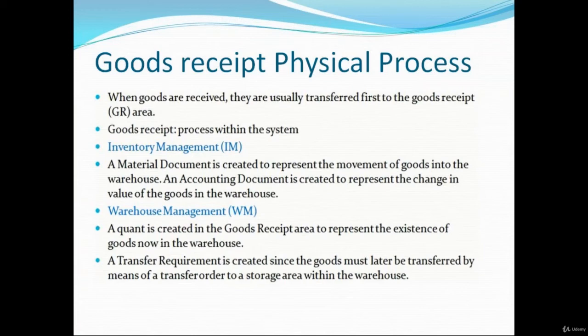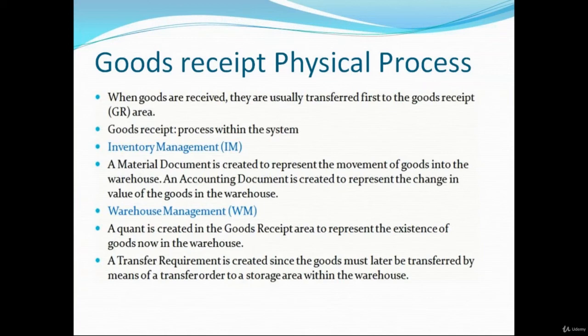So, the goods receipt process in the physical. When goods arrive, they are usually transferred first to the goods receipt area. Goods receipt area is nothing but the interim storage type, which is used to link the IM as well as WM storage locations.